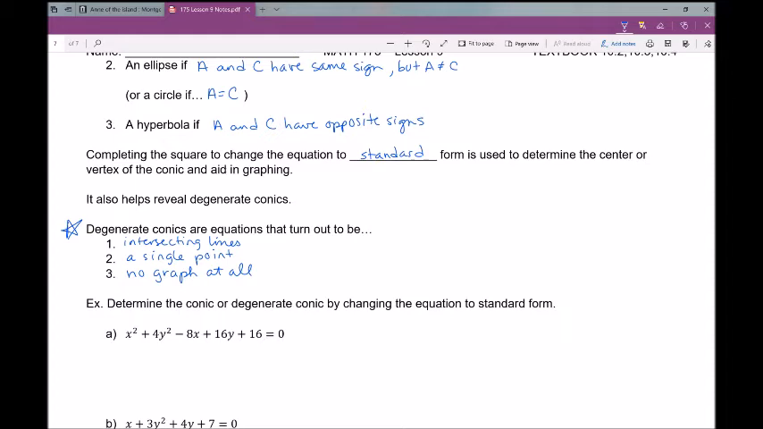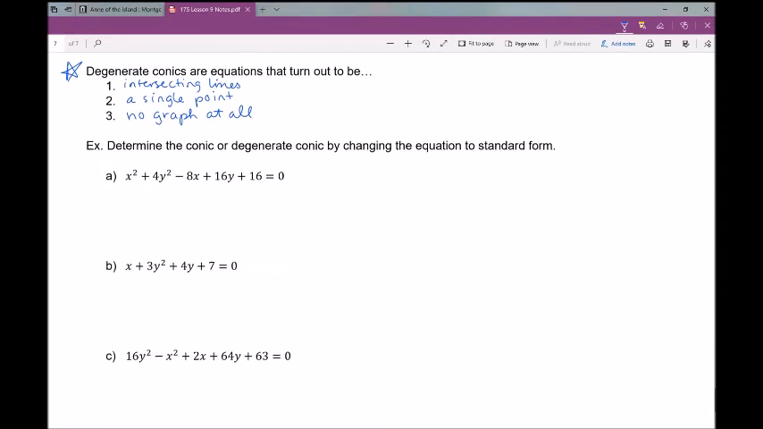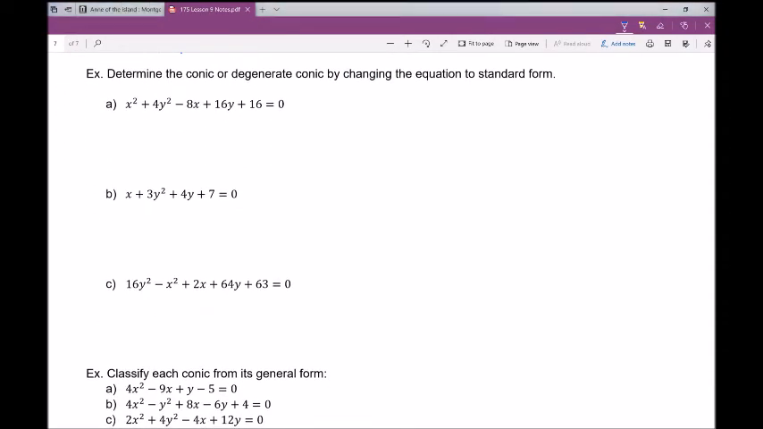Okay, so we're going to determine either the conic or the degenerate conic by changing the equation to standard form. You should have actually done this before with circles. If you remember from Math 113, you should have talked about changing circle equations from the general to the standard form. Okay, and this is no different. All right, so in the first equation, we have x squared plus 4y squared minus 8x plus 16y plus 16 is equal to 0. The first thing you want to do when you're changing this to standard form is get all of your x terms grouped together, get all of your y terms grouped together, and get the constant on the other side of the equation.